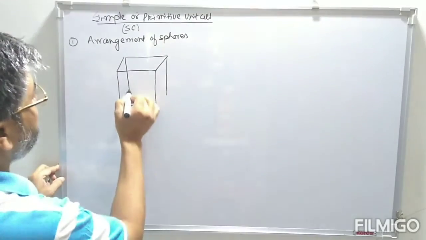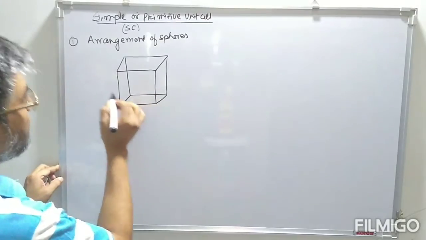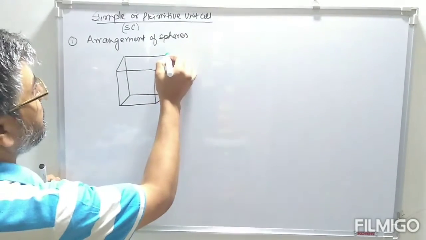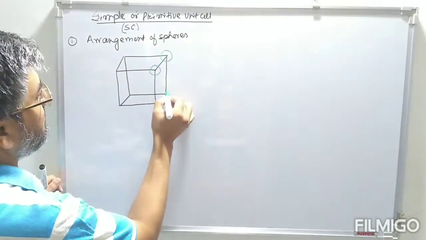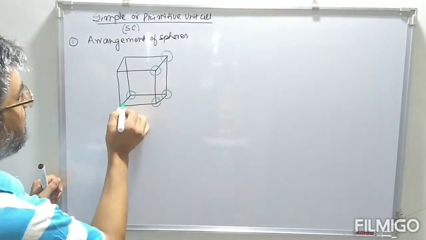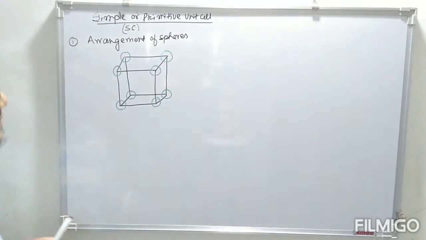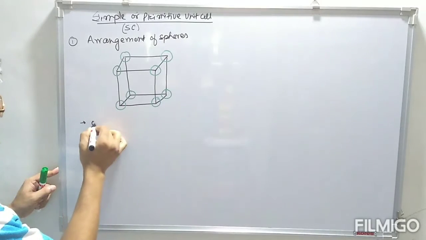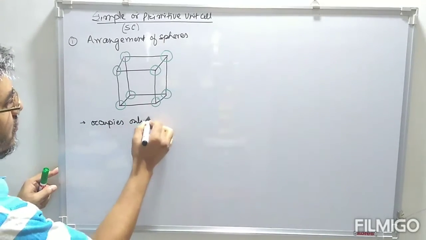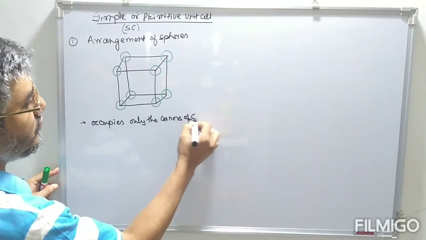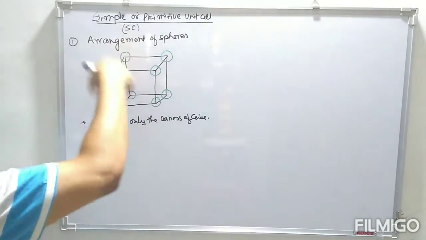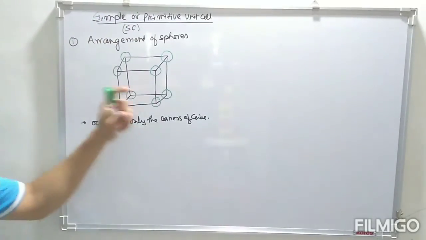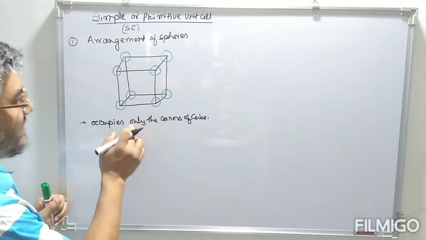A unit cell. Now, if the lattice point is only at the corners of the cube, so in a simple or primitive unit cell, how are the spheres arranged? They occupy only the corners of the cube. So this is the arrangement of spheres in a simple or primitive unit cell. These atoms or spheres occupy only the corners of the cube. This is the simplest arrangement that is possible for a unit cell.